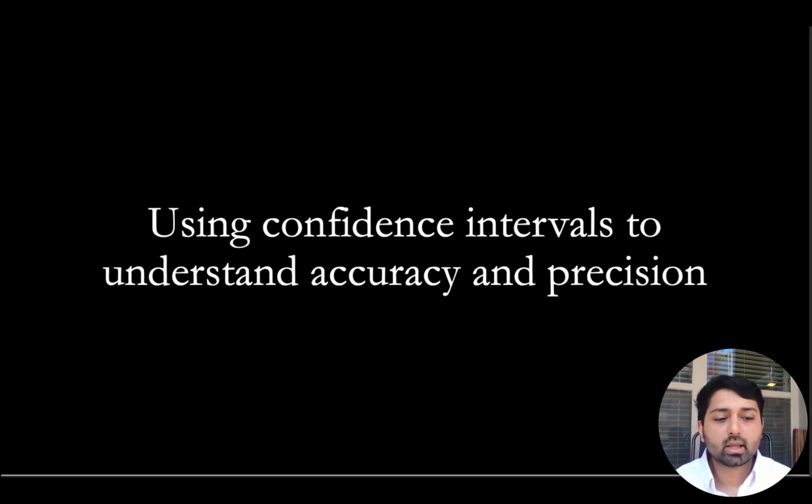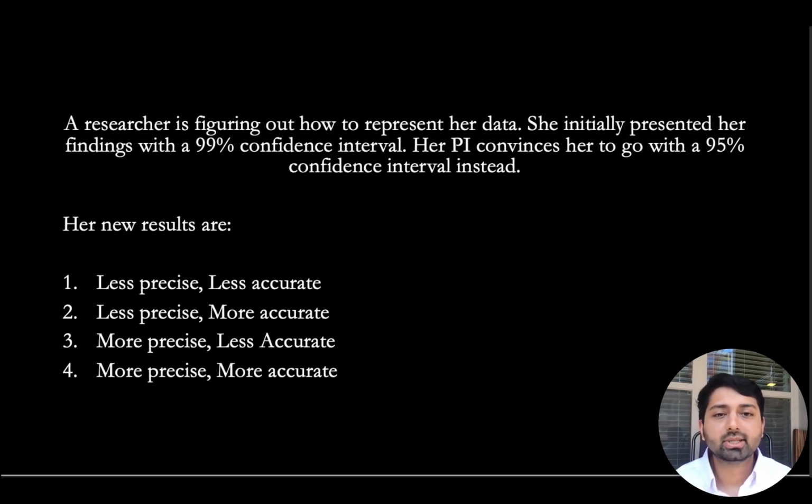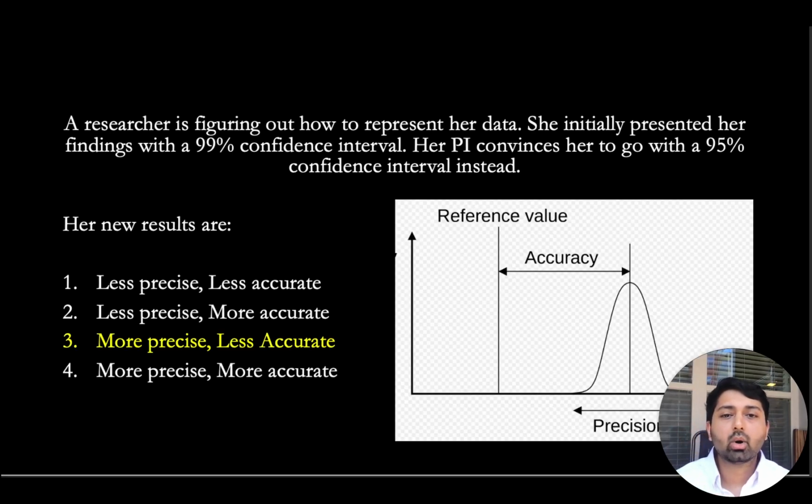So two other concepts that they might ask you about. A researcher is figuring out how to represent her data. She initially presented her findings with a 99% confidence interval. Her PI instead convinces her to go with a 95% confidence interval. Would her new results be less or more accurate, and less or more precise? I'll give you a second to think about this. But moving on, a narrower interval gives you more precise data, but the data is potentially less accurate. And what this corresponds to is essentially a larger sample size.